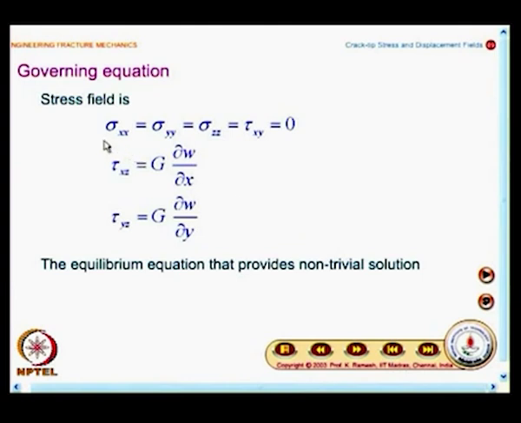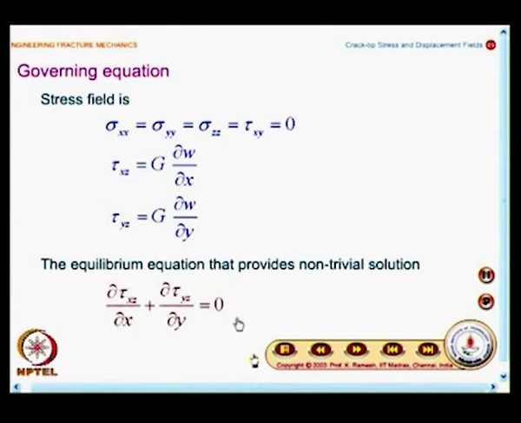And you find sigma x x equal to sigma y y equal to sigma z z equal to tau x y equal to 0, all these stress components go to 0. The non-zero stress components are tau x z, that is equal to g times dou w by dou x, tau y z equal to g times dou w by dou y. I want to get a non-trivial solution, then I look at the equilibrium condition.